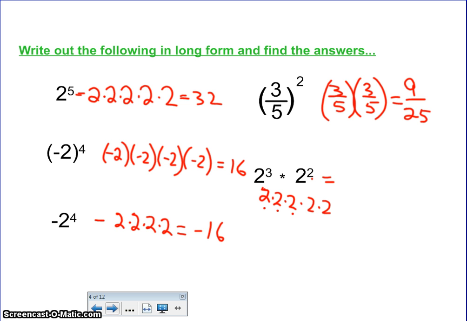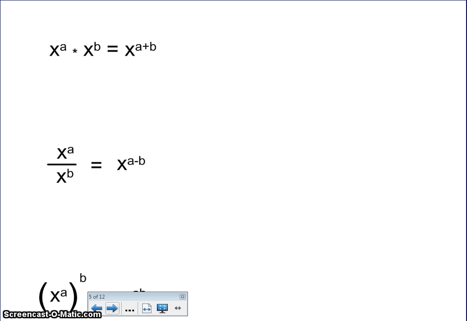2, 4, 8, 16, 32, so the answer is 32. This kind of leads us to our first rule, that if you're going to multiply these things together, what you really get is 2 to the 5th. So adding the exponents gets us to the answer. These are the next three rules that we're going to look at right here.